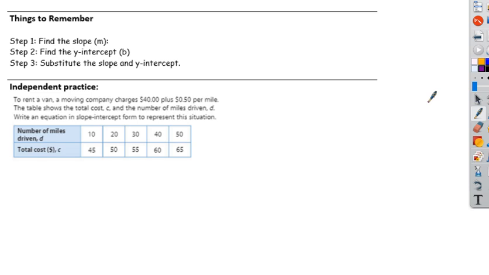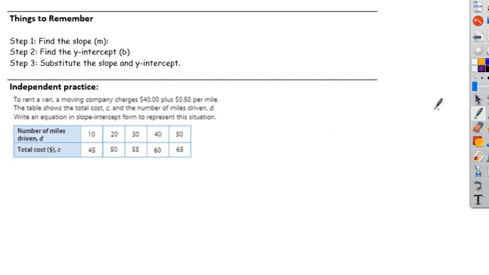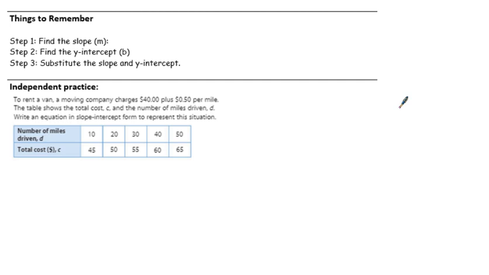All right, so things to remember. First, find your slope, then find your y-intercept, and then substitute them into slope-intercept form. So here's your independent practice. To rent a van, a moving company charges $40 plus 50 cents per mile. The table shows the total cost and the number of miles driven. Write an equation in slope-intercept form to represent the situation. So find your slope, find your y-intercept, and write the equation, just like we did in all the rest of the problems. So you technically have 2 problems to do, the one I just left blank, and your independent practice.